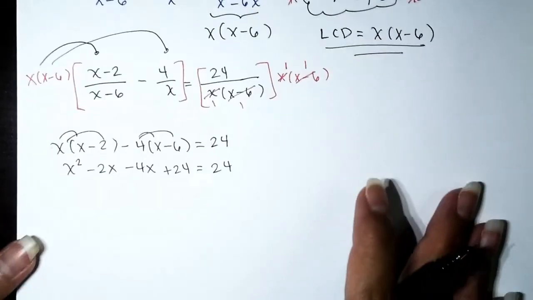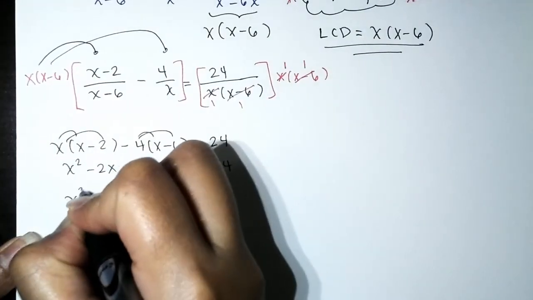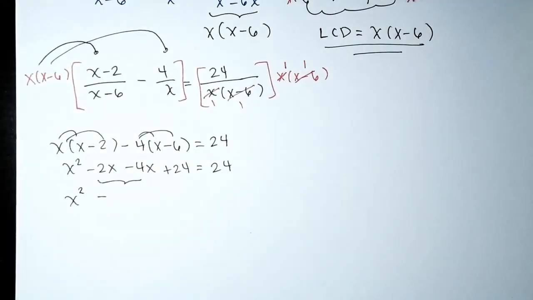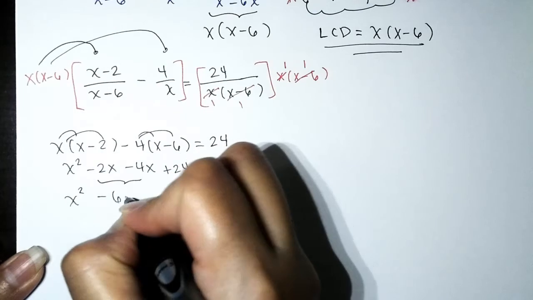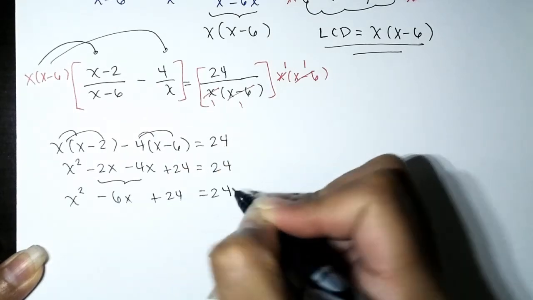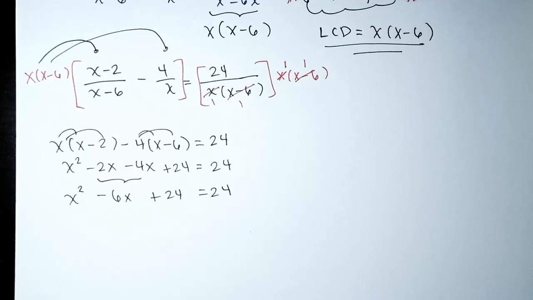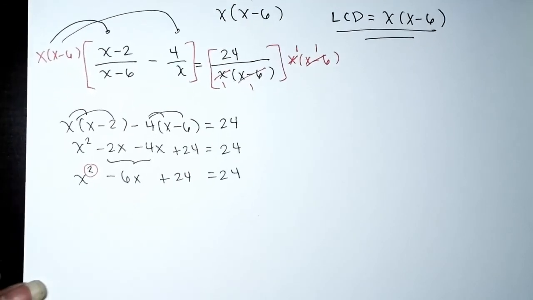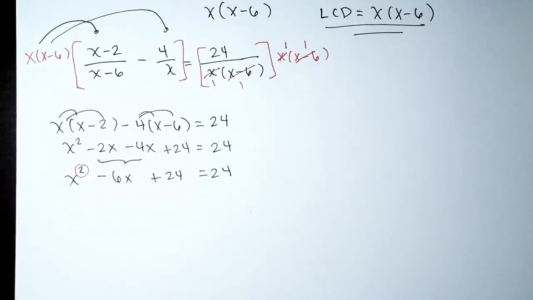Let's continue to clean up the left side, and then we'll make a strategy in terms of how to solve it. So that will leave us with x squared, negative 2x minus 4x will give us negative 6x, and we bring down the rest of the problem. Cool. So then I'm like, okay, what kind of equation do we have now? We have a degree 2 equation or quadratic equation. How are we going to solve it? We're going to solve it by factoring.